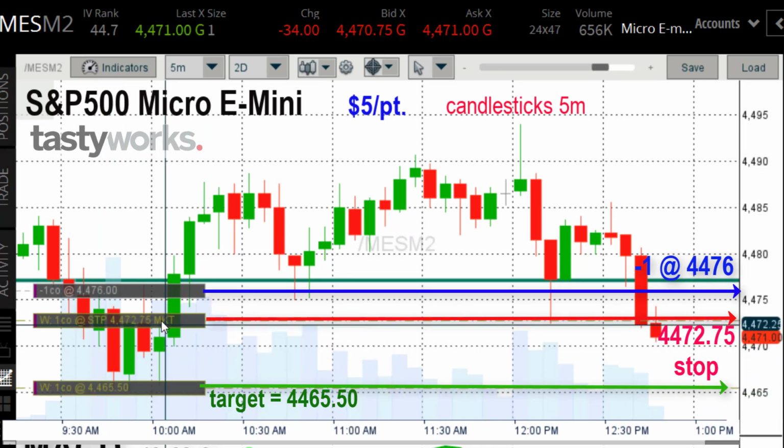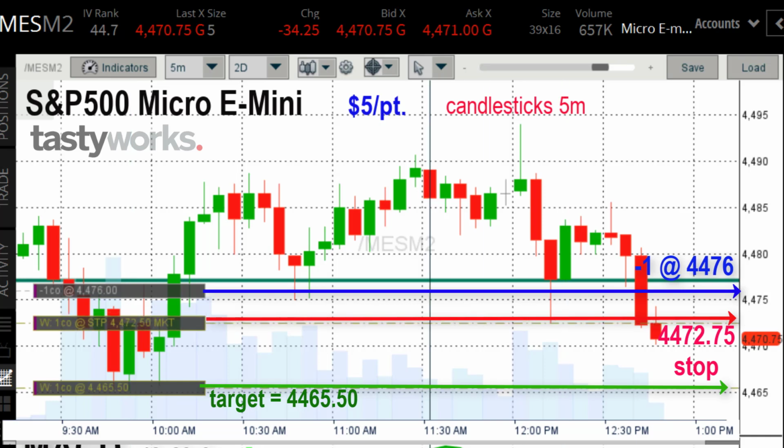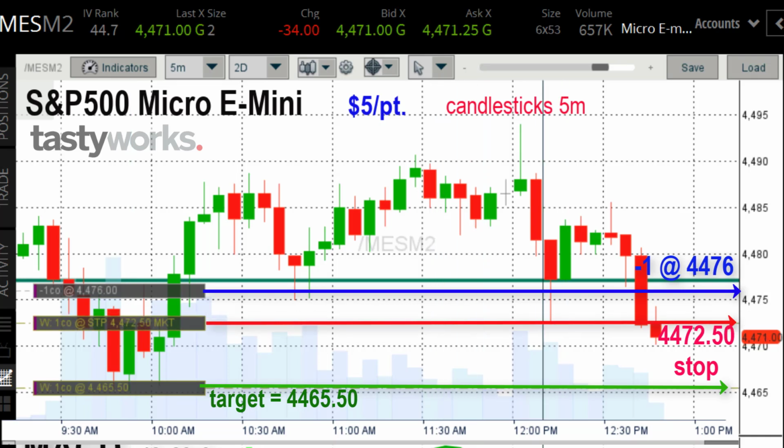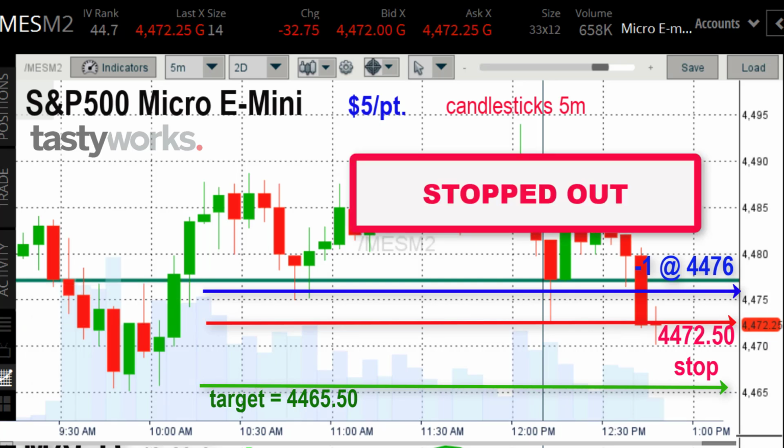So I moved the target down to 44.65.5, and I kind of tweak my stop order a little bit. 44.72.50 is where I put it now. And I could get stopped out here, but the trade's been less than 2 minutes. Actually, if you complete that, there you go. I'm stopped out.